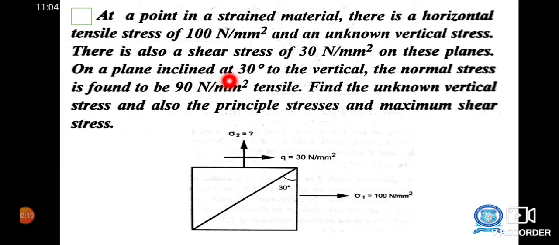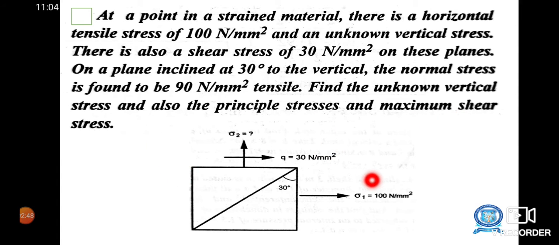So on a plane inclined at 30 degrees to the vertical, the normal stress is found to be 90 Newton per millimeter square tensile. Find the unknown vertical stress, and also the principal stresses and maximum shear stress. So that is the diagram.